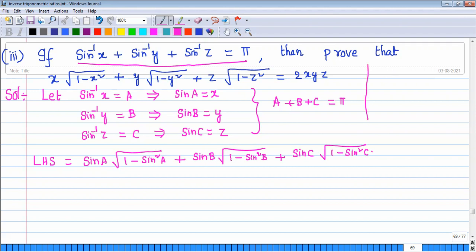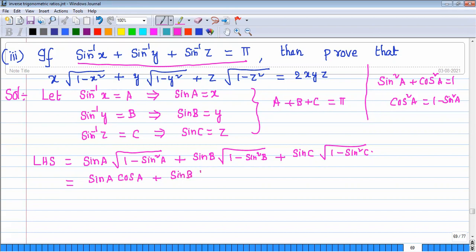See, sin square a plus cos square a is equal to 1. Am I correct? Yes, sir. Now cos square a is equal to how much? 1 minus sin square a. Cos a is equal to under root 1 minus sin square a. If you take the square root, you get cos a. So that means this becomes sin a into cos a. Using the same concept, the second term we can write sin b into cos b.